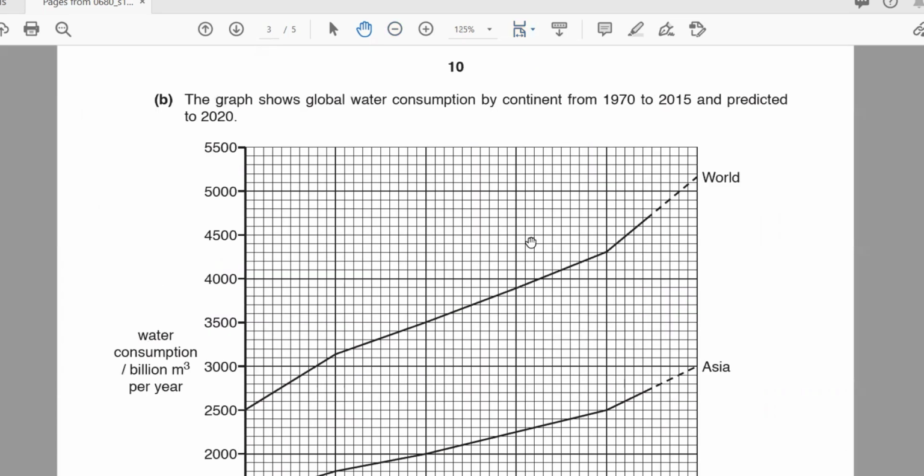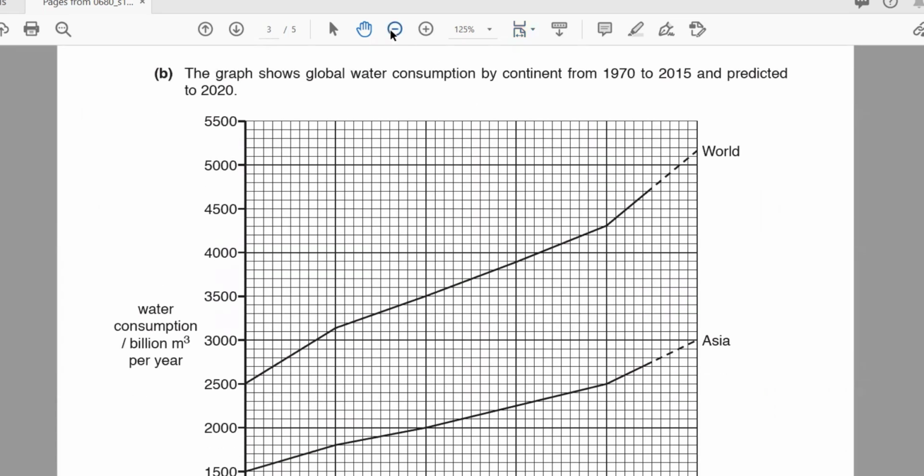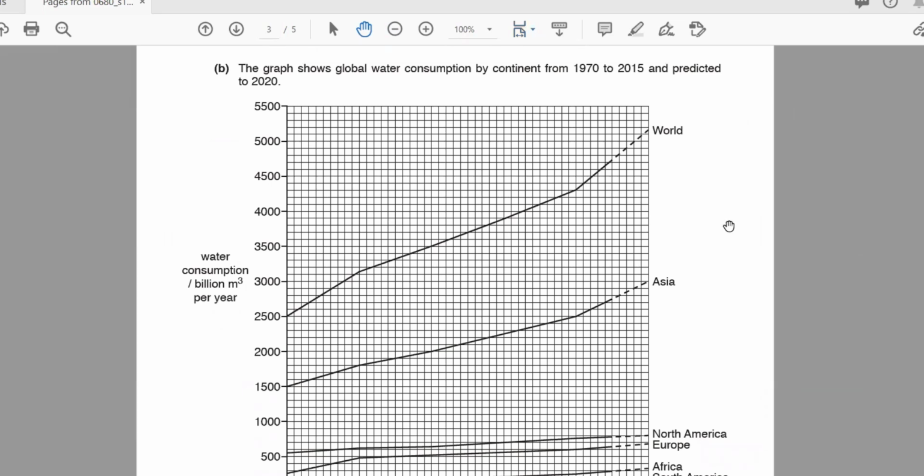Can you see this one now? Yes. Okay, can you just read this one? Okay, I will just read it for you. The graph shows global water consumption by continent from 1970 to 2015. So it's continent-wise, like Asia, Africa, and all these, and predicted to 2020. What can be predicted?